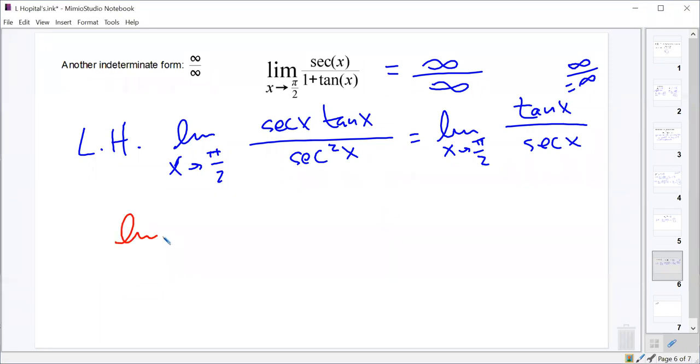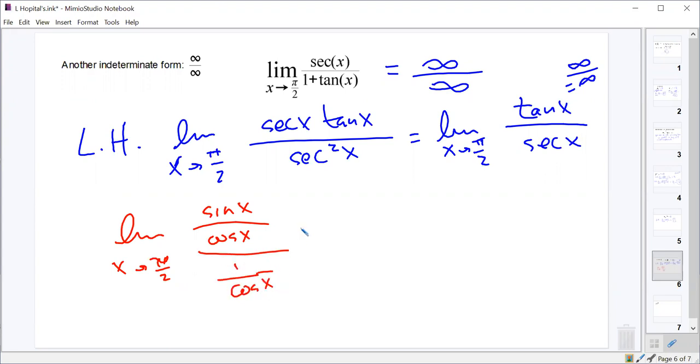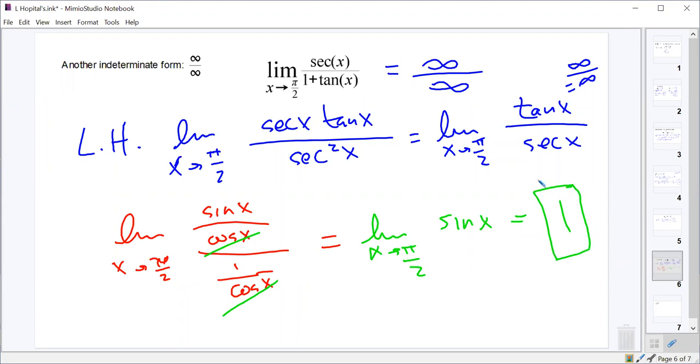How can we simplify tangent x over secant x? You can turn it into sine of x over cosine of x times sine of x. Not quite. Sine x over cosine x, and then over secant would be over 1 over cosine, right? But you got the right idea. I remember secant is 1 over cosine. And so what does that simplify to? Sine of x. Just sine of x, yep. And so what's the sine of pi over 2? Just 1.